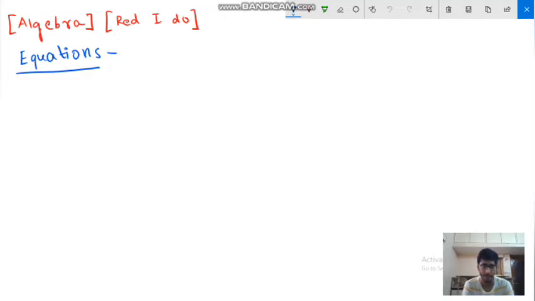So, today we will start with revising equations. We have already done this in grade 6th. We will be revising it. And equations come under algebra.